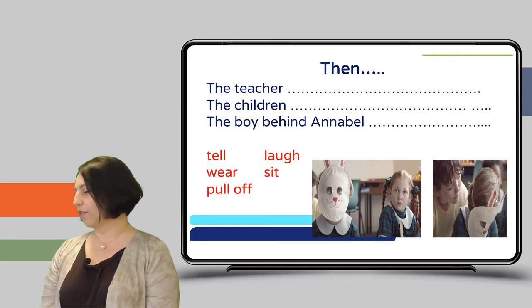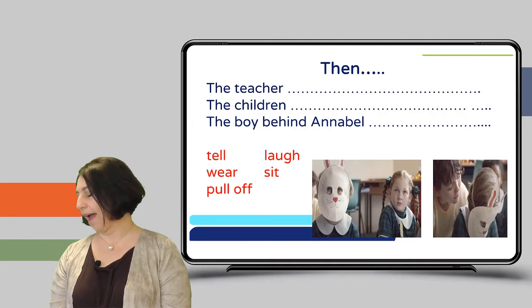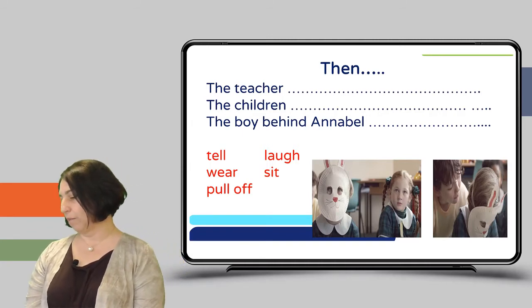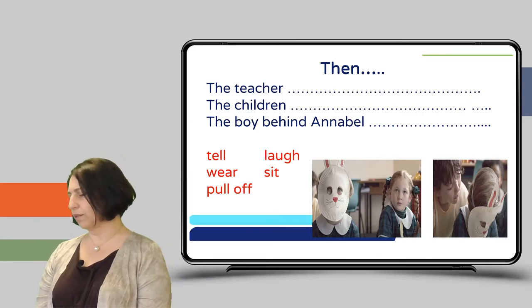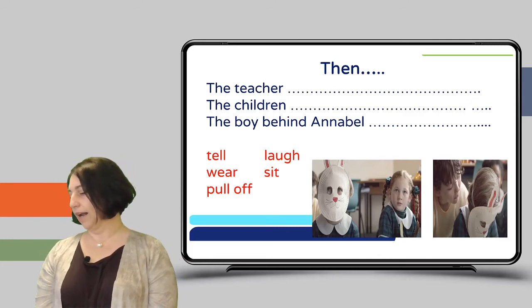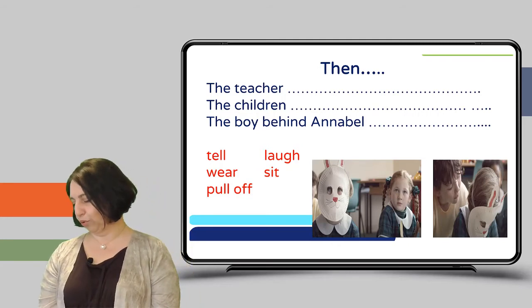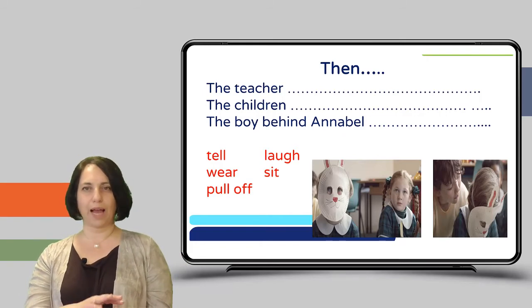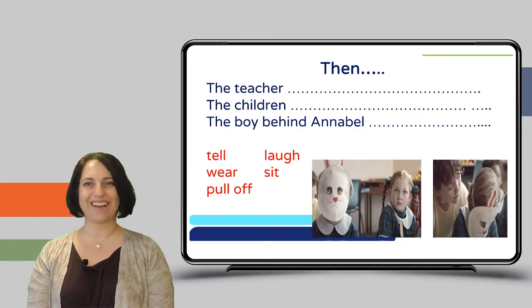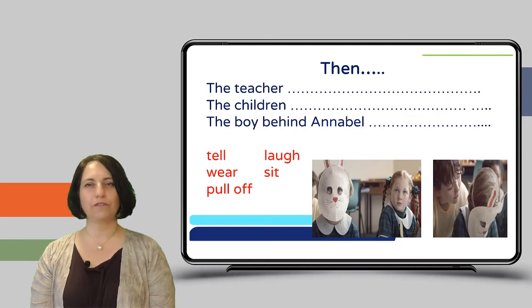Then the teacher, the children, and the boy behind Annabelle. So how can I fill in using these words? Tell, laugh, wear, sit, and pull off. Remember, these are just some of the words that will help me. I need to fill in with more details. Can you write now in your notebooks how you think you would fill this in using these words?